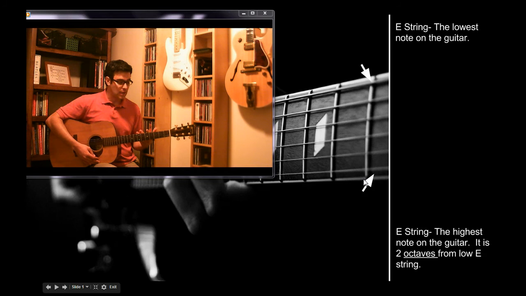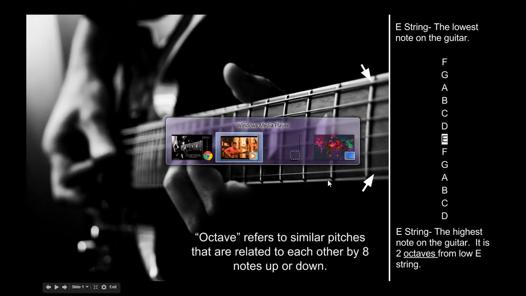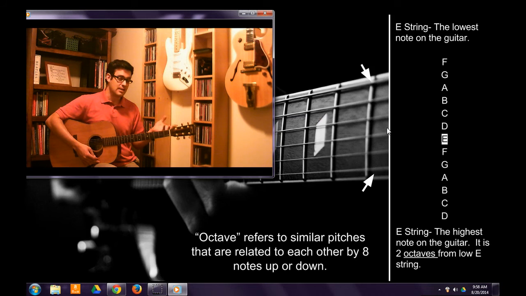These strings are 2 octaves apart, and an octave refers to a pitch with the same note name, so E and E, A and A, D and D, but they're separated by 8 notes in between, and every time you go up 8 notes in a scale, you get back to the same note. So for example, we've got E, F, G, A, B, C, D, E. That's an octave there. And then again, E, F, G, A, B, C, D, E. You've got your second octave.